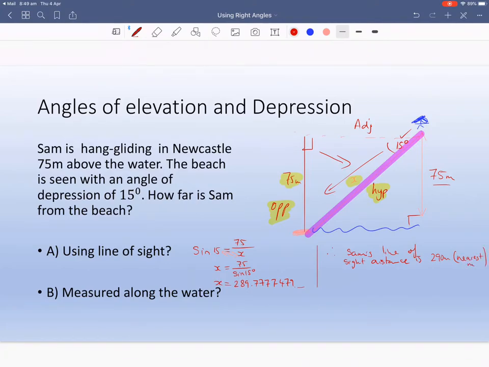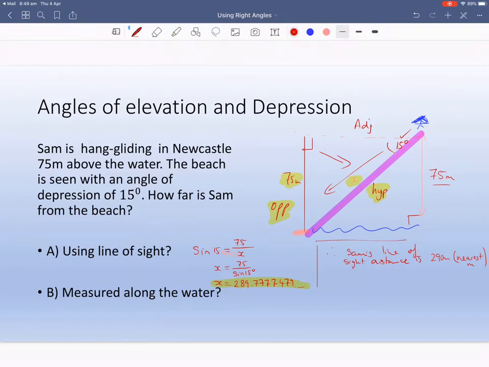So what I've done, even though the question hasn't asked me to round it to nearest meter, you don't have to round it to nearest meter. But because I have this situation here, there's no way markers can take marks off me because I've explained myself fully. Okay, let's find how far he is measured along the water.